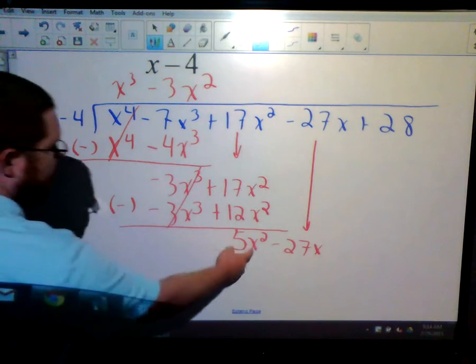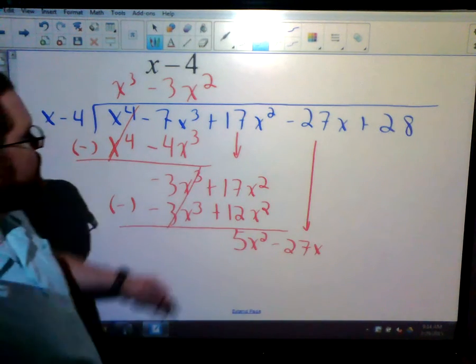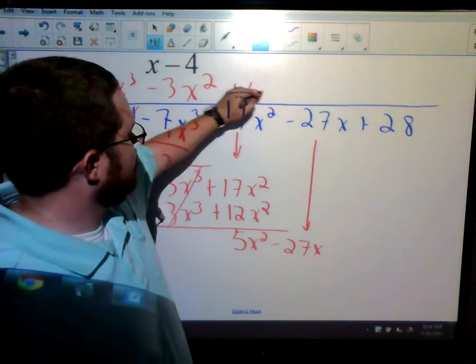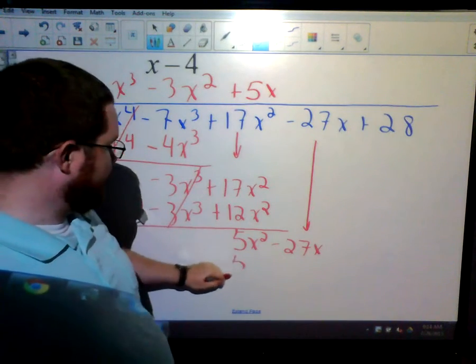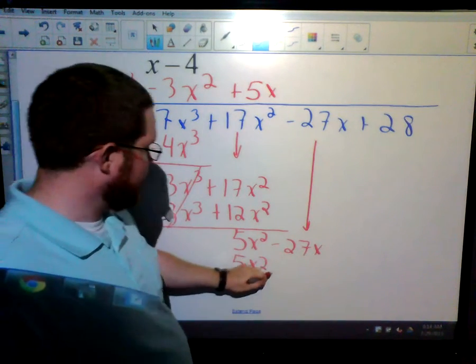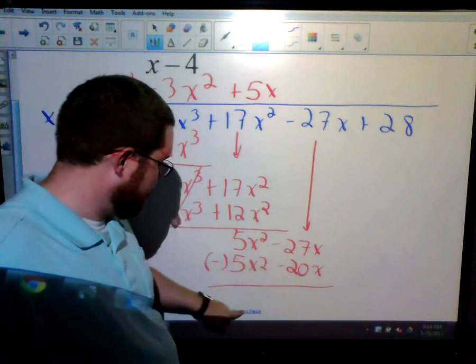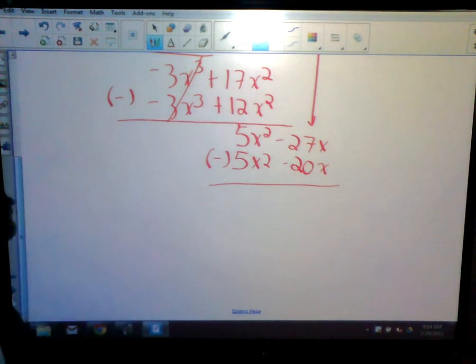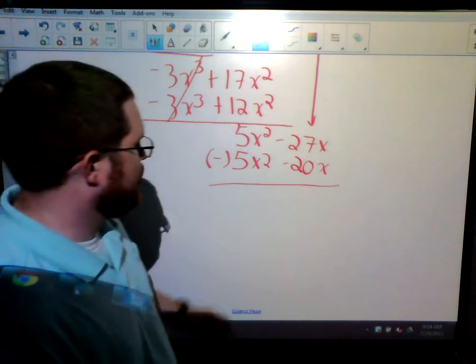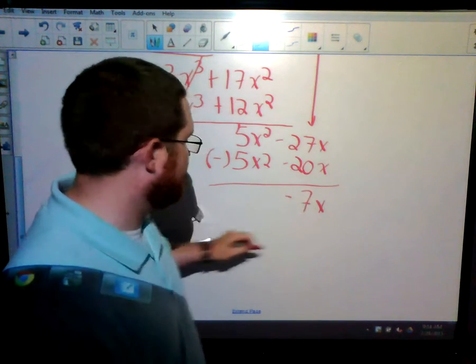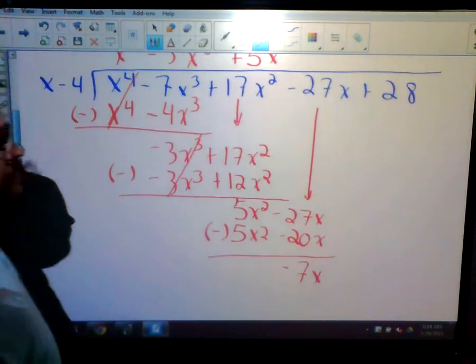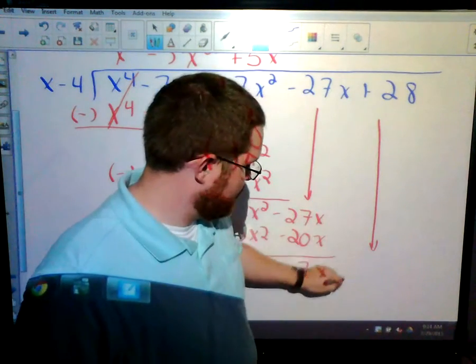Repeat. 5x squared divided by x is 5x. Multiply, I get 5x squared minus 20x. Now subtract. Be careful. What's negative 27 minus a negative 20? That's negative 7x. And now bring down the last term. Plus 28.